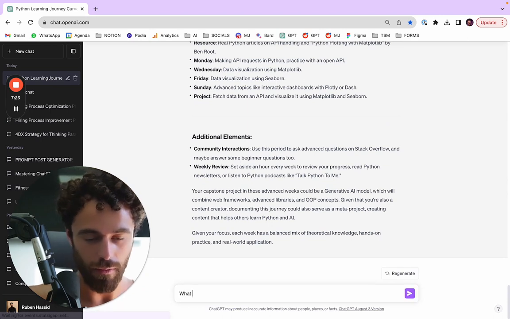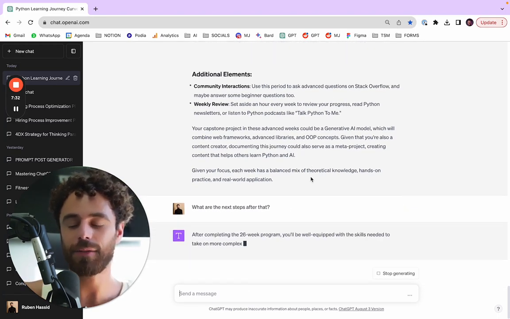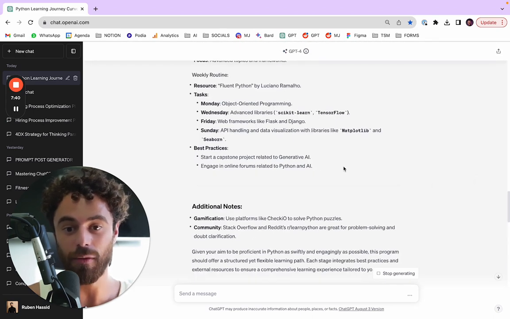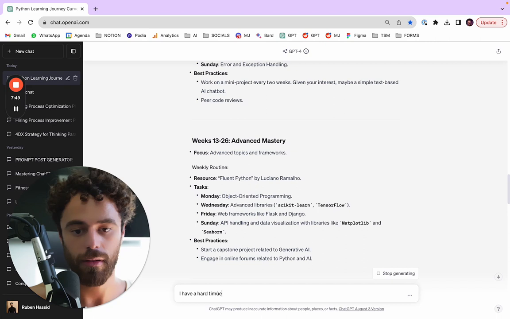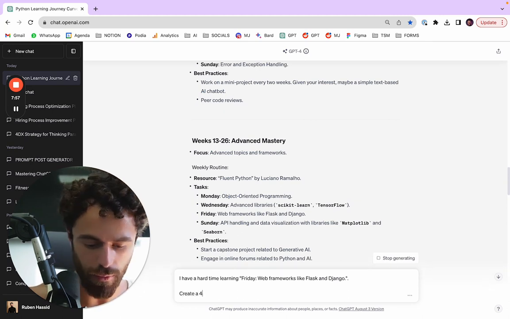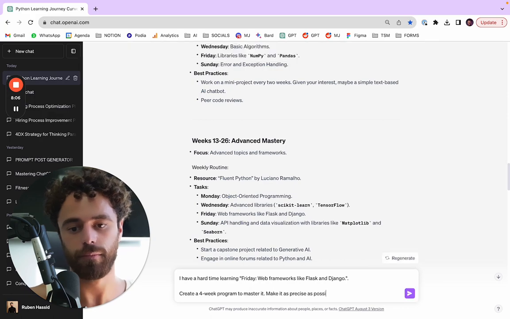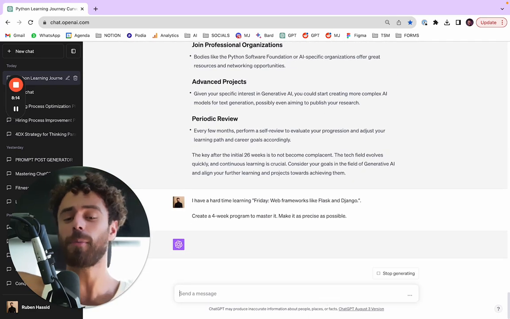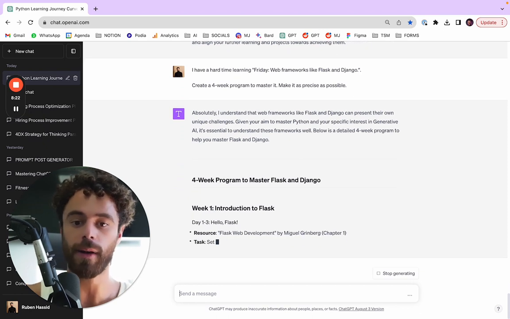How can we go? What are the next steps after that? And that's where you get this kind of assistant or teacher that knows exactly what you know how to do and what you don't know how to do. Let's take one thing that you don't know how to do. I have a hard time learning it. Create a four-week program to master it. Make it as precise as possible. So we've seen some next steps once we become masters. But what if we go back in time and we're like, you know what? The web frameworks like Flask and Django, I don't know how to do it. And here it is, a four-week program to master Flask and Django.